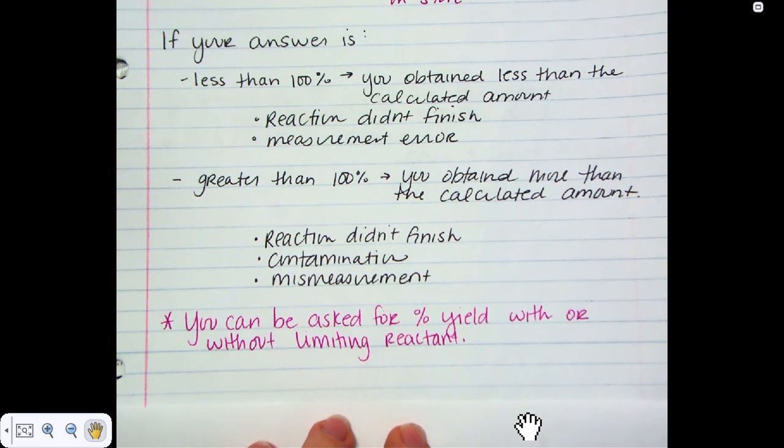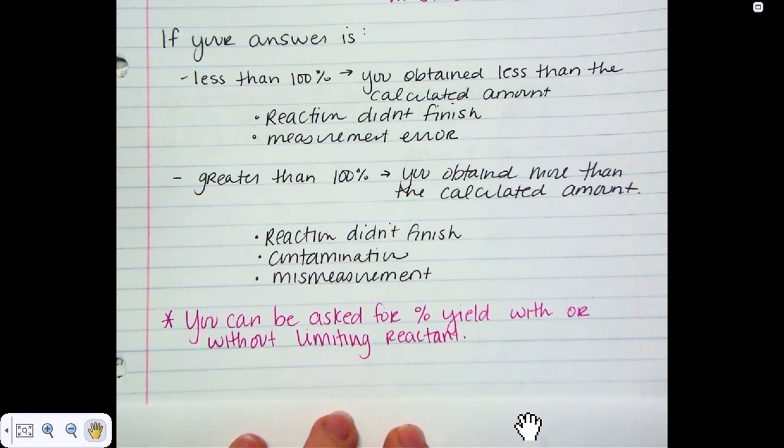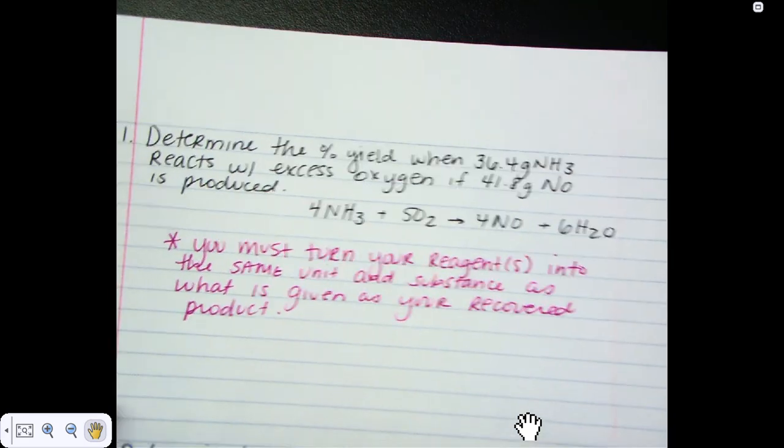You can be asked to calculate percent yield with or without limiting reactant, meaning you can be given the situation where you have to do a limiting reactants problem first or not, and you will see it both ways. So let's go through an example.